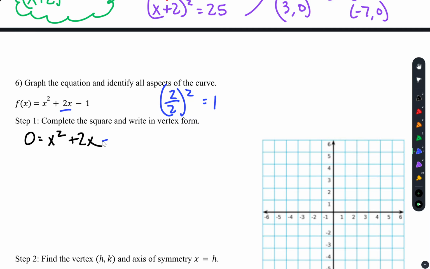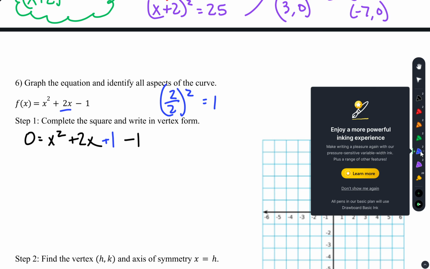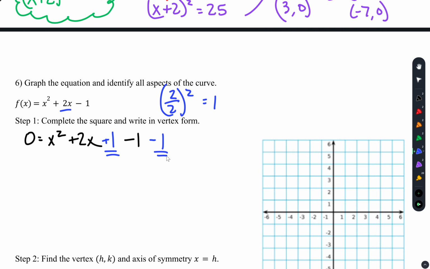I'm going to add 1. I have the existing minus 1. I'm going to balance out this plus 1 by subtracting 1. So those two things balance each other out. Here's my perfect square. We rewrite that as 0 equals x squared plus 2x plus 1 becomes x plus 1 squared minus 2. Boom, vertex form. Any questions on how we got to vertex form?